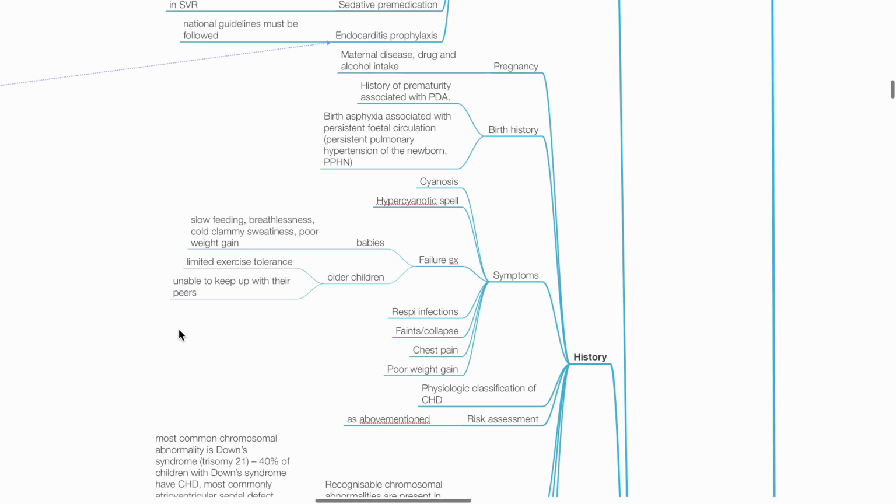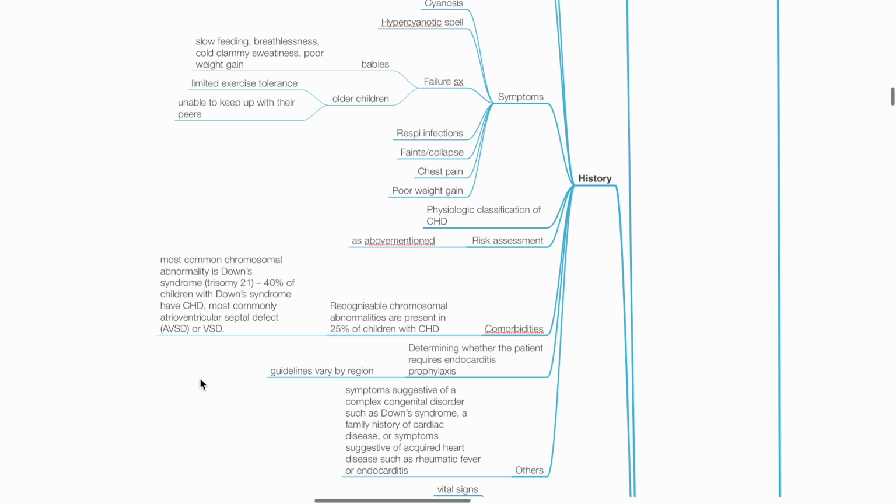Back to pre-op assessment, history. Antenatal history: explore maternal disease, drug and alcohol intake. Explore birth history, history of prematurity, PDA, birth asphyxia associated with persistent fetal circulation, i.e. persistent pulmonary hypertension of the newborn. Assess for symptoms such as cyanosis, hypercyanotic spell, failure symptoms, respiratory infection, faints, collapse, chest pain, and poor weight gain.